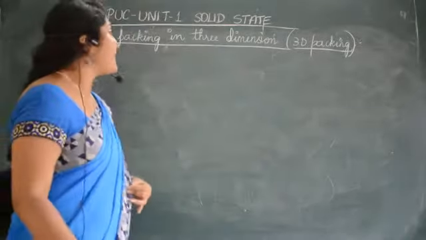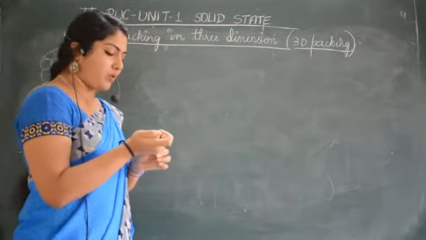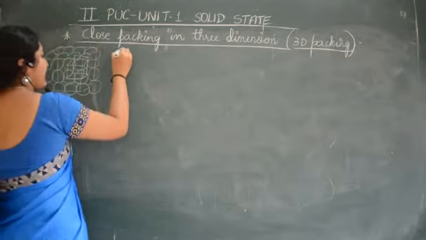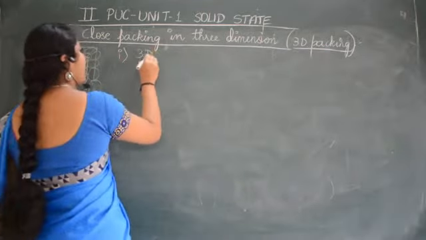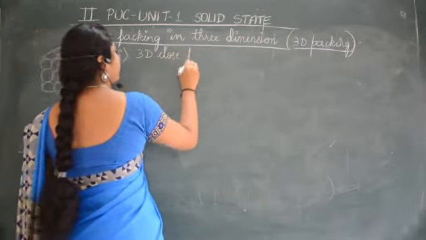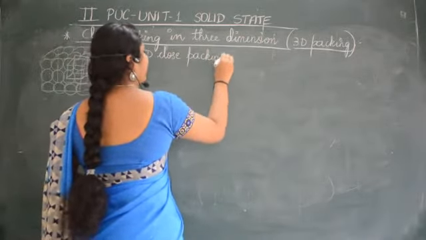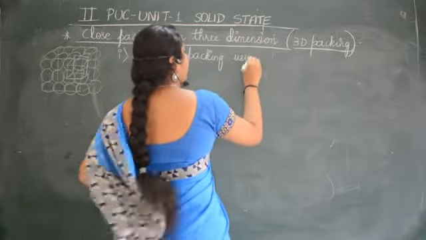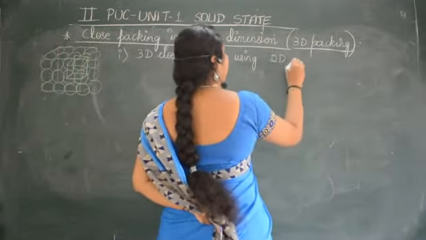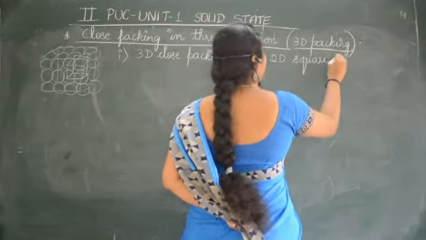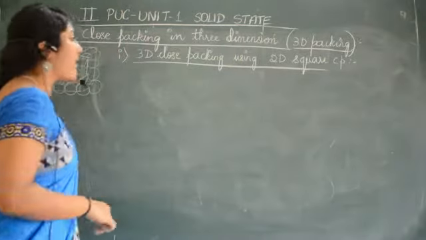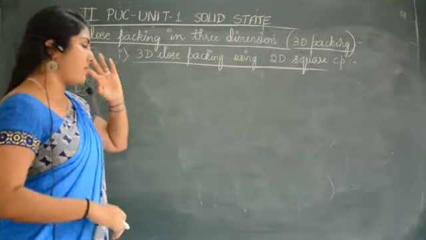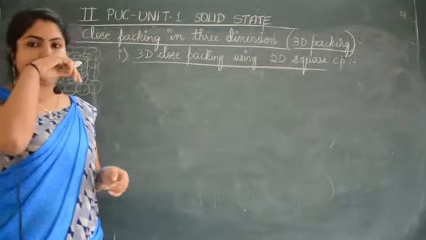Now let us see what we have in close packing in 3 dimensions. One type of close packing is 3-dimensional close packing using 2-dimensional square close packing. That means how is 3-dimensional close packing done? Using 2-dimensional square close packing.